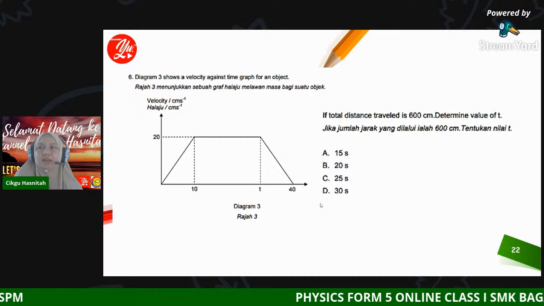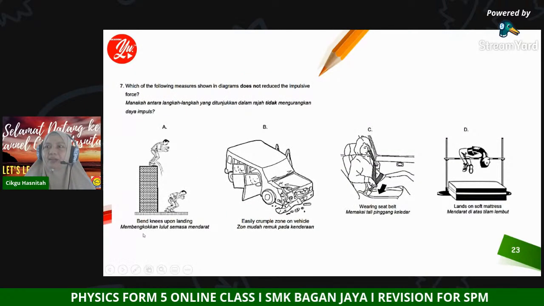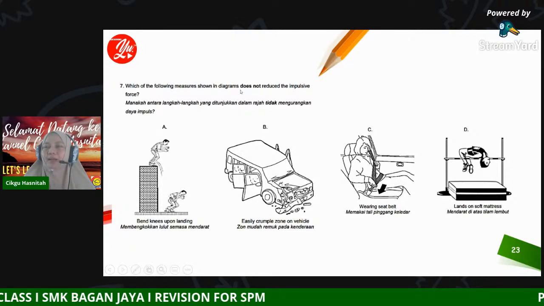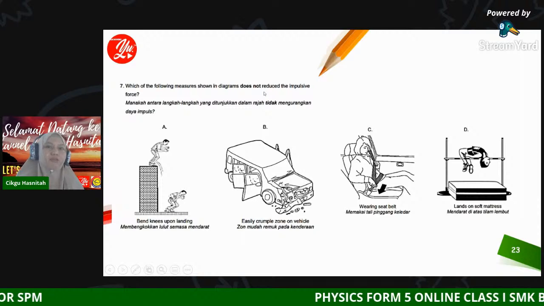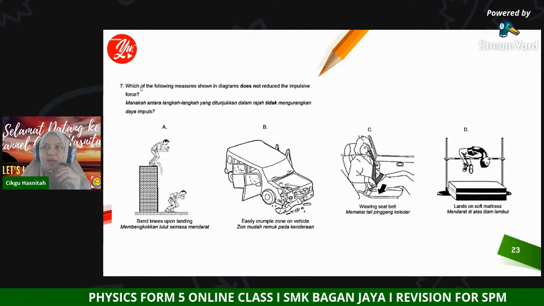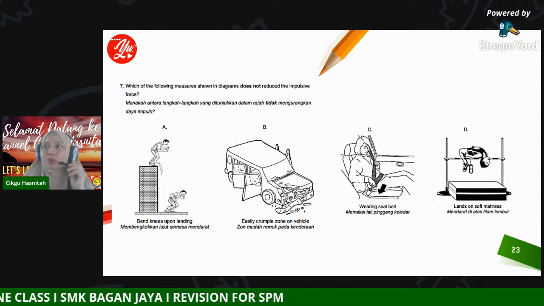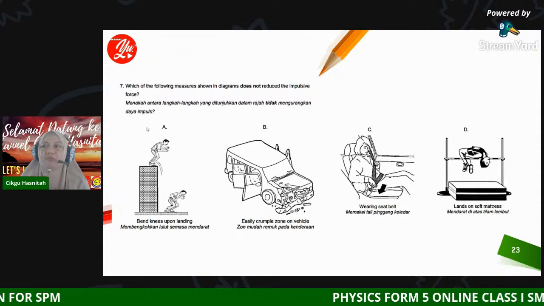Now for question 7. Which of the following measures shown in the diagram does not reduce the impulsive force? Please read the question carefully. Which of the following measures shown does not reduce the impulsive force?